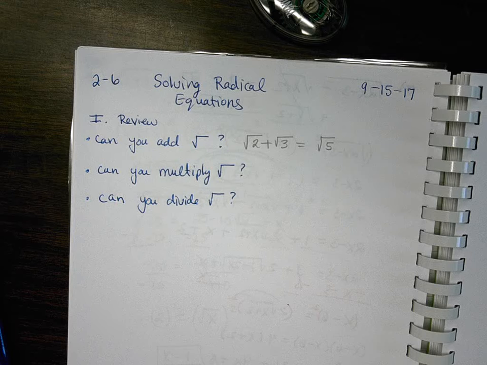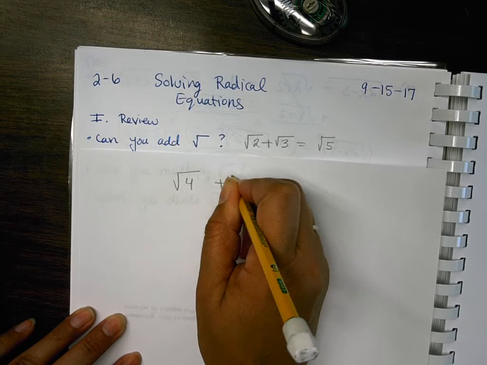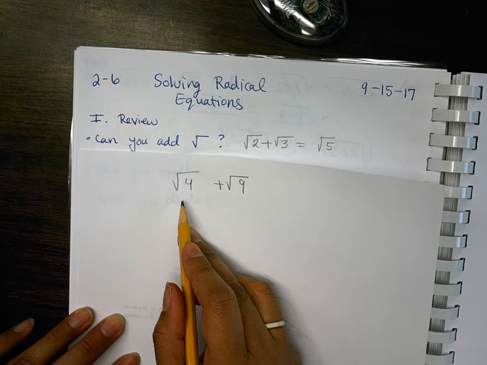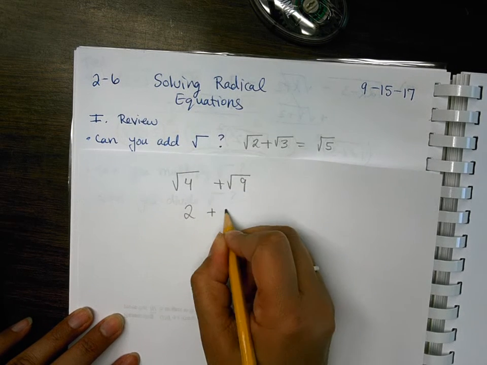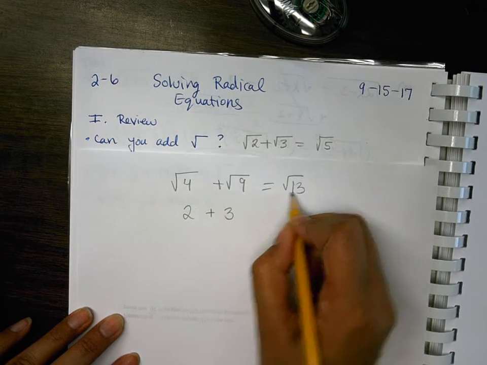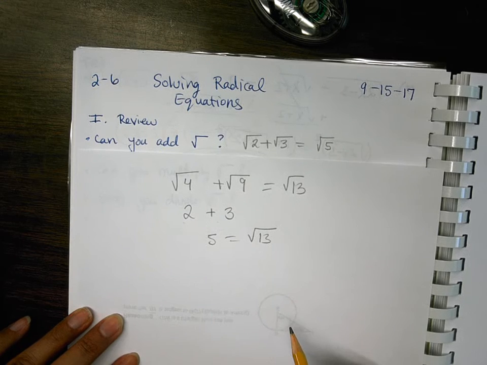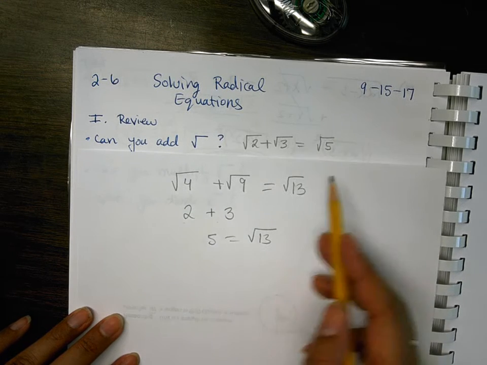Yes? No? Not sure? If you're not sure, use numbers that you know, like we know the square root of 4 and we know the square root of 9. What's the square root of 4? What's the square root of 9? What's 9 plus 4? What's 2 plus 3? Does that work? So is it mathematically correct or possible to add radicals?